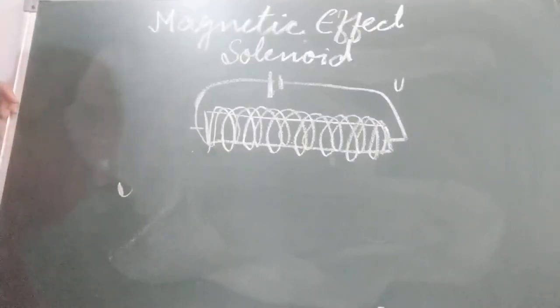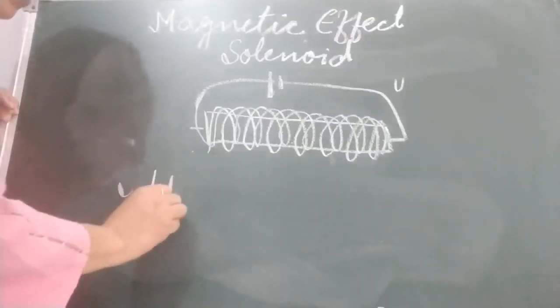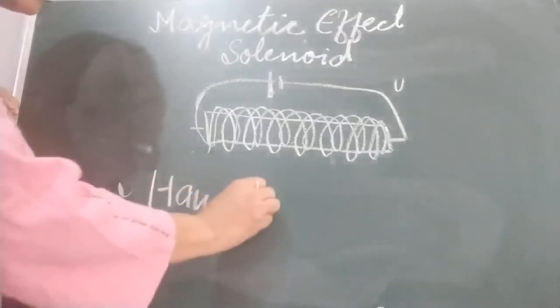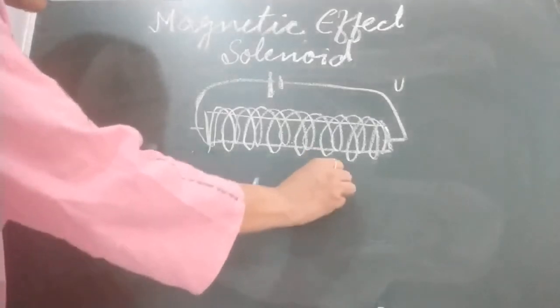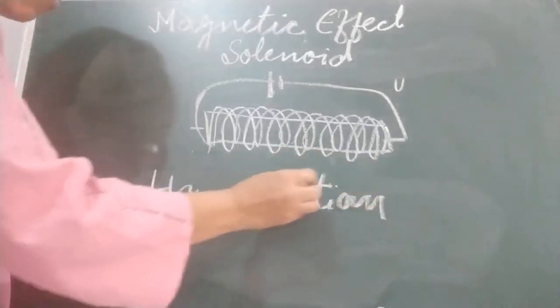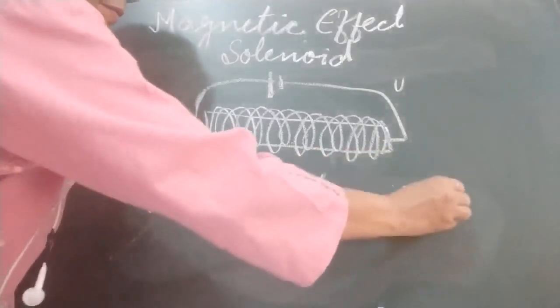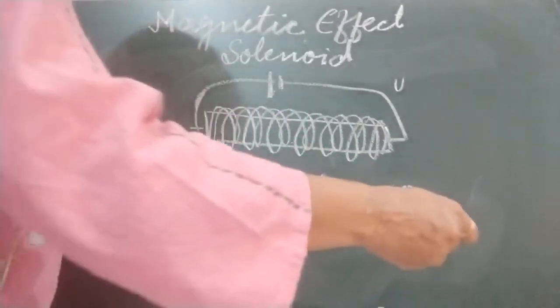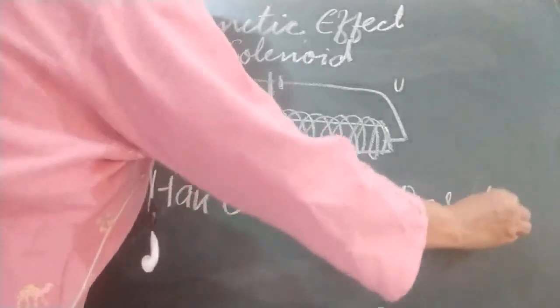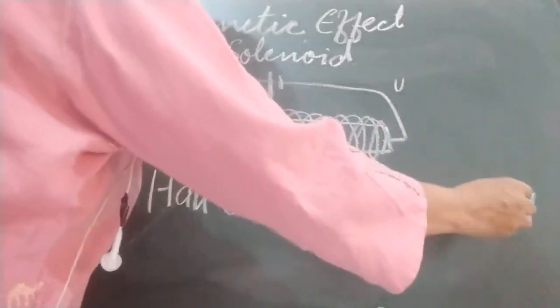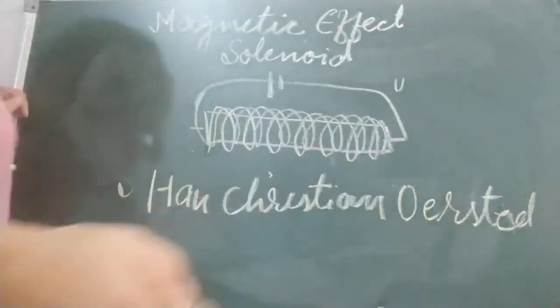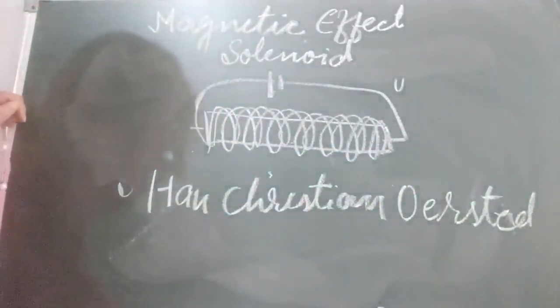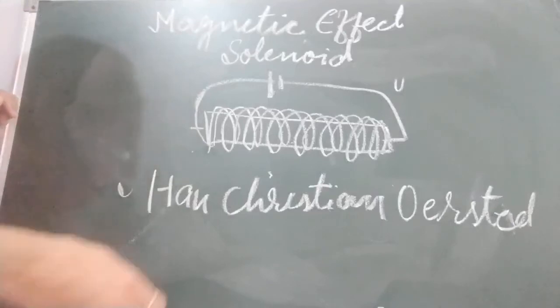First time, children, Hans Christian Ørsted, it is the name of the scientist, first discovered this thing. What did he discover? The magnetic effect of electric current. First. In which year?